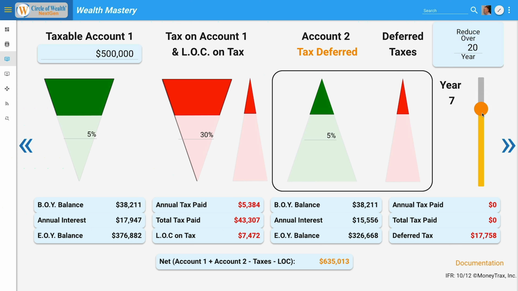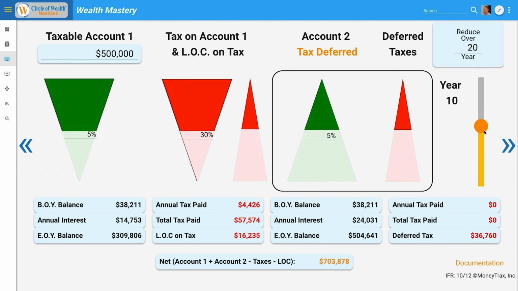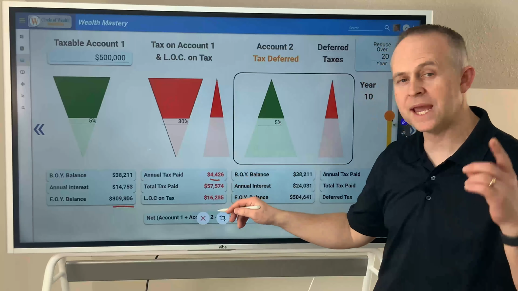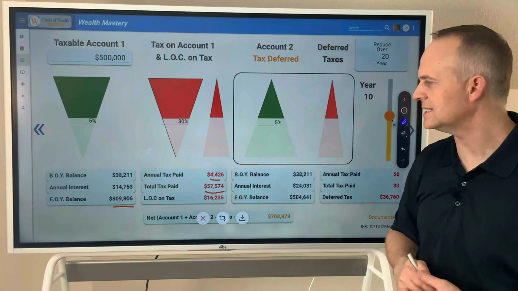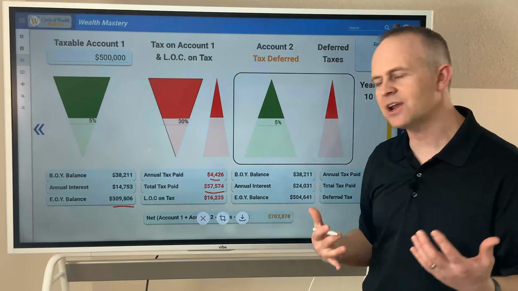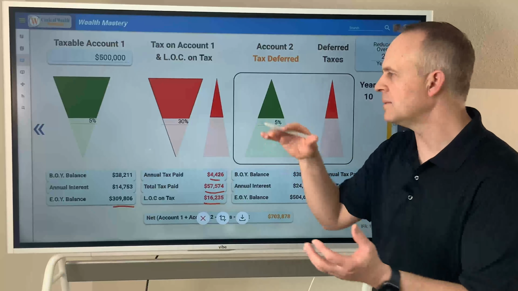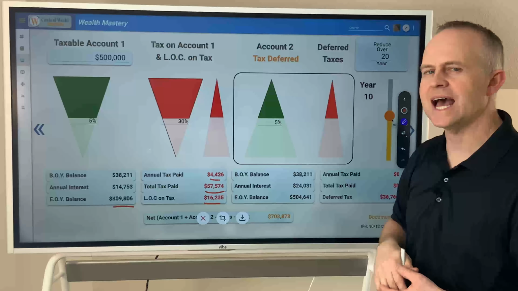We'll go down to year 10 and take a look at that. So now our ending of year balance is at $309,000. So we've been reducing that $500,000 account. Our annual taxes is at $4,000. We've paid so far $57,000 in taxes. So our lost opportunity cost on that tax is $16,000. So we're starting to minimize the problem by moving everything over into this tax deferred account.